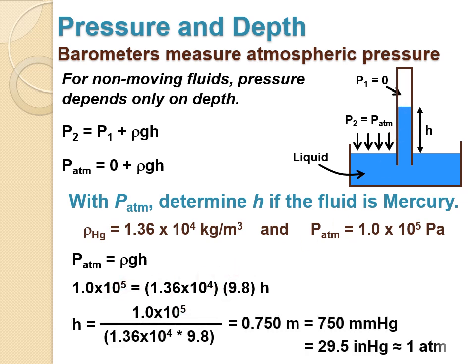In solving for that height, we get about 0.750 meters of mercury, or 750 millimeters of mercury, which converted to inches is about 29.5 inches of mercury, which is what we consider 1 atmosphere. So if you ever see pressure measured in millimeters of mercury, this is why. With a barometer, the atmosphere pushes down and pushes the mercury up into a certain column, and the height of that column tells us how much pressure. A higher height would be more pressure, a lower height would be less pressure.